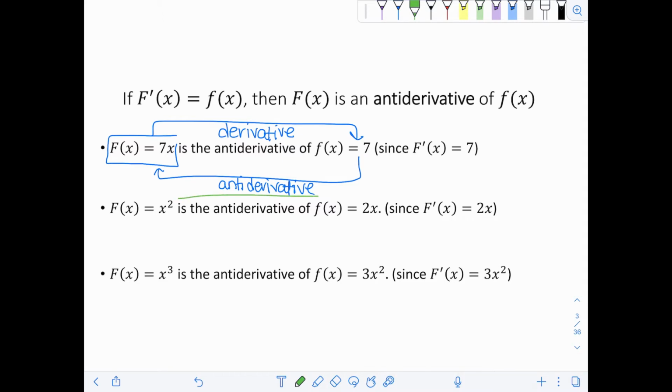The derivative of x squared is 2x. So that means the antiderivative of 2x is x squared. The derivative of x cubed is 3x squared. So the antiderivative of that is x cubed.